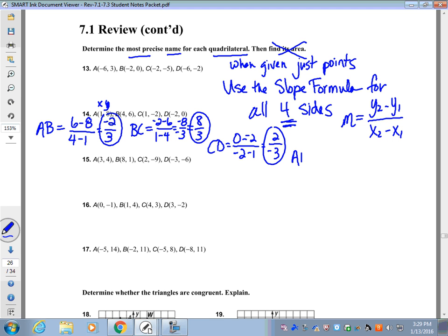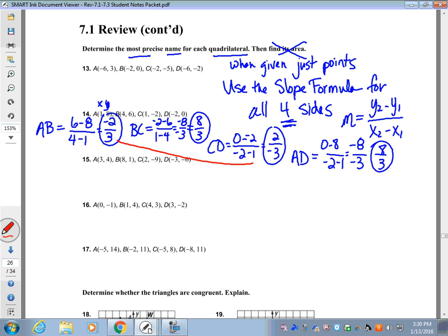Last one is A to D. 0 minus 8 over negative 2 minus 1. So we get negative 8 over negative 3, and then we learned and we know that that's not our answer. What's our final answer? Yeah, positive 8 over 3. All right, 8 over 3.